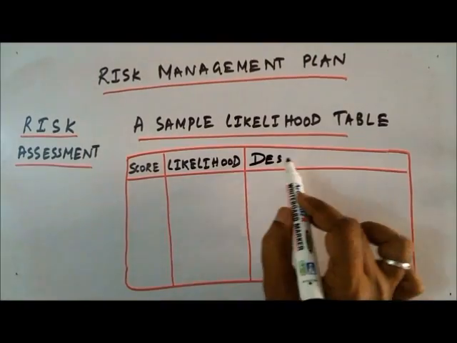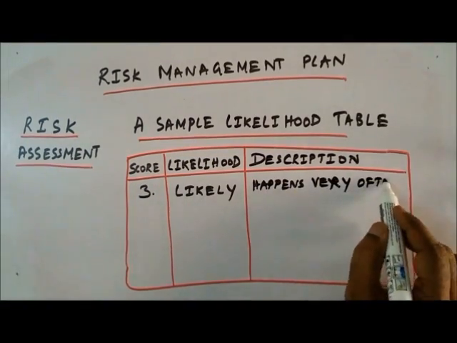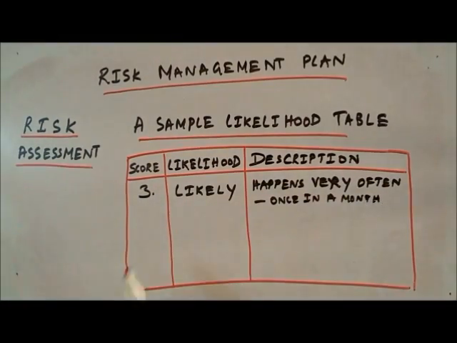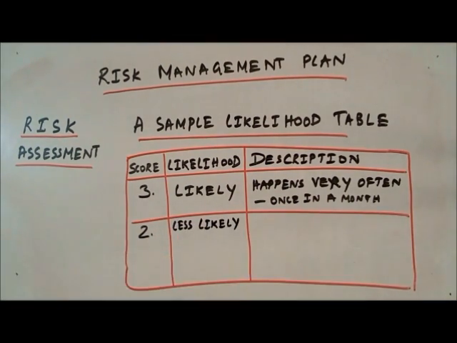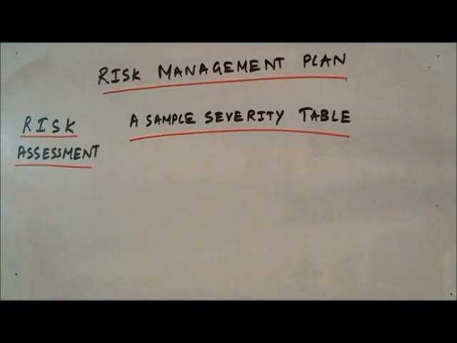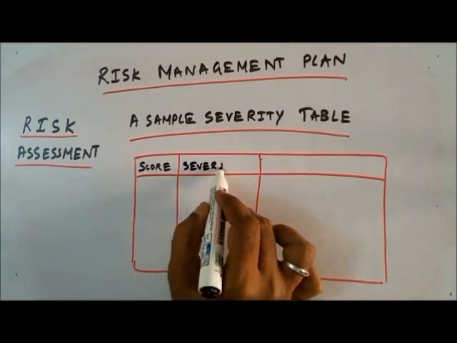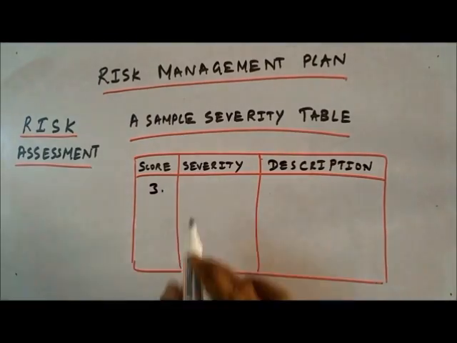Let's look at a sample documented likelihood table. This table shows a corresponding score for likelihood of happening and its description. Score 3 says likelihood is likely, and it says happens very often, once in a month. Score of 2 says less likely and happens once in 6 months, and score of 1 says not at all and says has never happened.